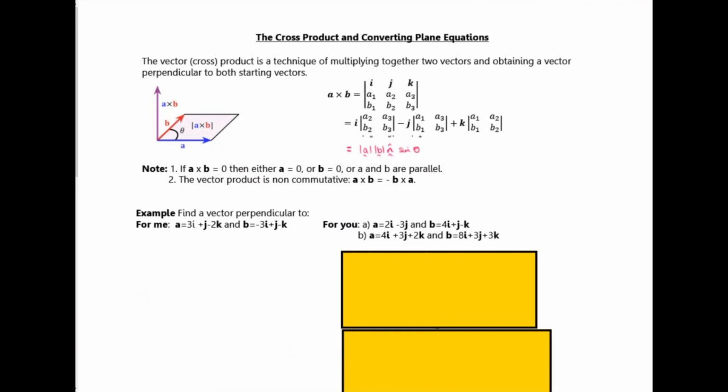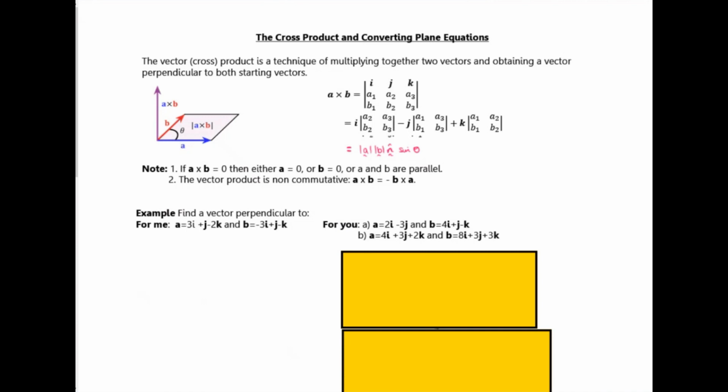Now, the cross product isn't technically on the Core Pure 1 specification. It's on one of the further modules, but it's so useful that I'm going to keep it. I tried to teach it. The first year I taught this, I tried to do it without the cross product, and it was a car crash. So I'm going to teach this.